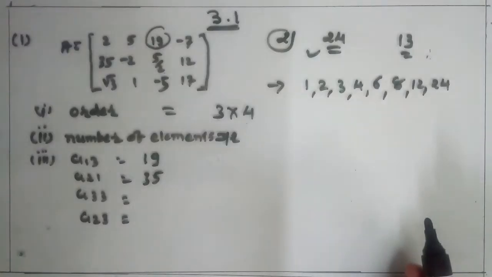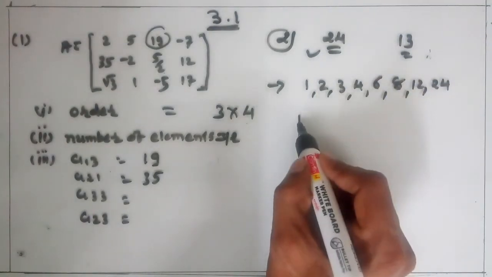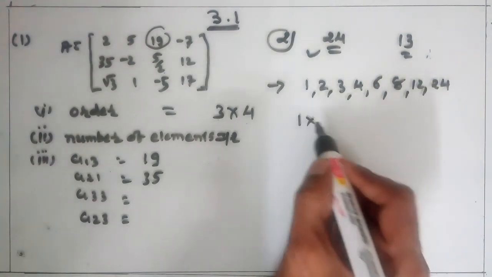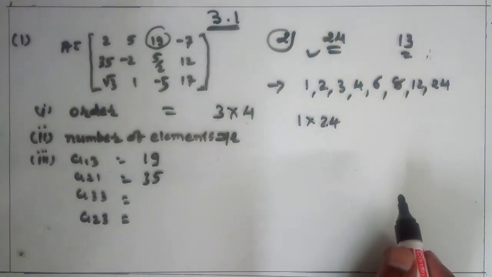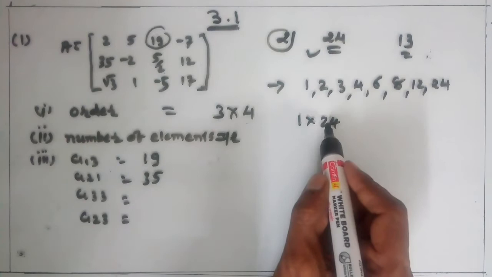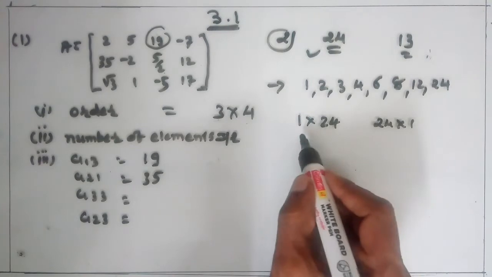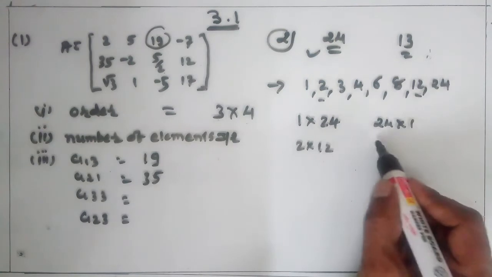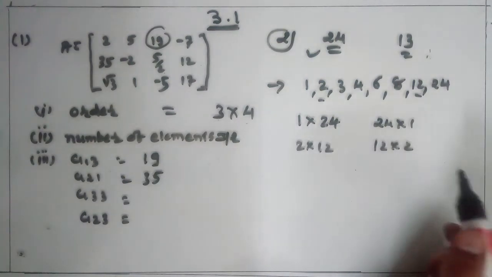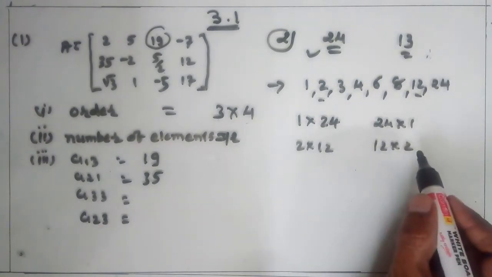Now think about pairs whose product becomes 24. If we take the first factor 1, then select the other in such a way that the product becomes 24. So 24. So the first kind of matrix becomes 1 cross 24. Changing the order, 24 cross 1. Similarly, 2 with 12. 2 cross 12, so 12 cross 2. Clear? This becomes the second kind of matrix. Then changing the order we get the next kind of matrix.